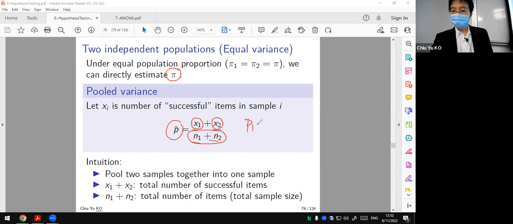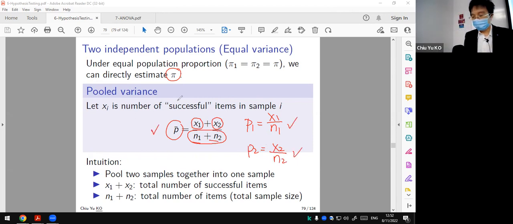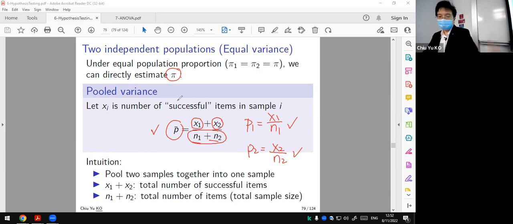Do recall that you can use either this one, this one, or this one to estimate pi. But as we learned which is better, it turns out P bar is the best, so that's why we use the better one. It is okay to use P1 or P2 because they are also good estimates for pi, but the best among the three is P bar.